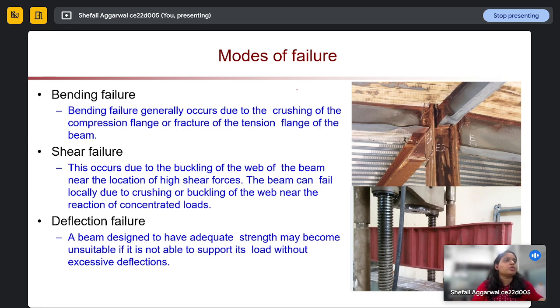So what are the different modes of failure in our beam system? First is due to bending. Bending failure generally occurs due to the crushing of the compression flange or fracture in the tension flange of the beam. Next is the shear failure. This is due to the buckling of the web near the high shear forces. Last is the deflection failure. If there is no adequate strength, then there is a chance of deflection.